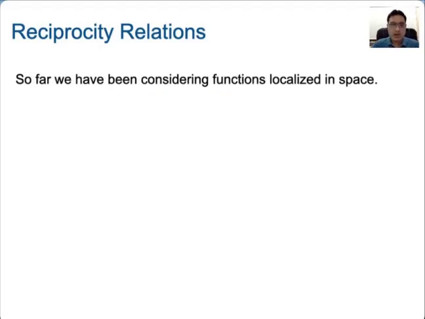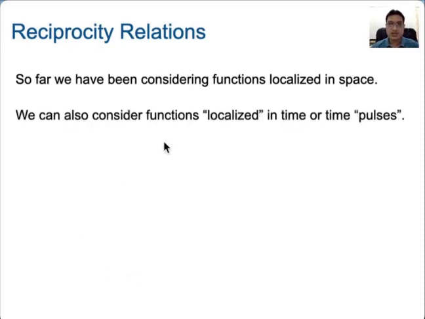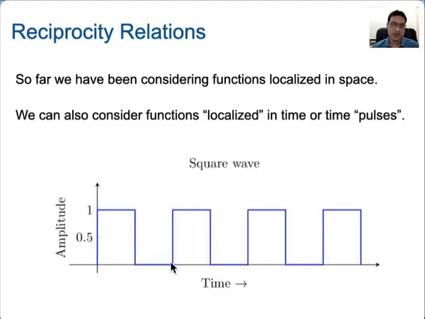So far we have only considered functions in space, in terms of x or in terms of k. What if we want to expand this concept from the k-x space to some other space, for example frequency space or time? Let's consider a function which is localized in time, or time pulses. So this is your time and this is your amplitude, and these are square waves.